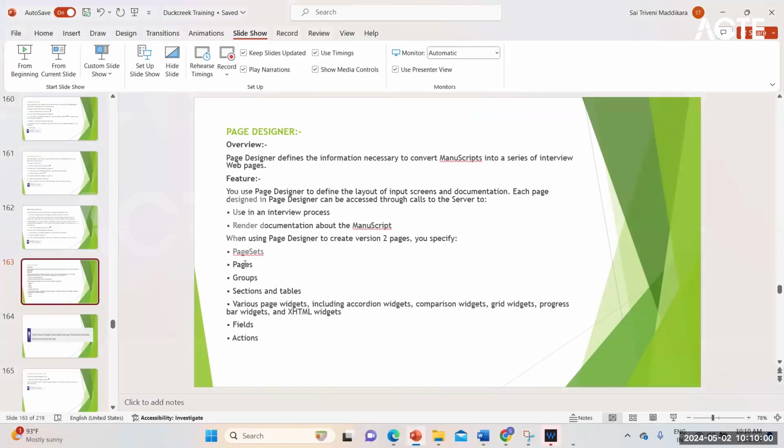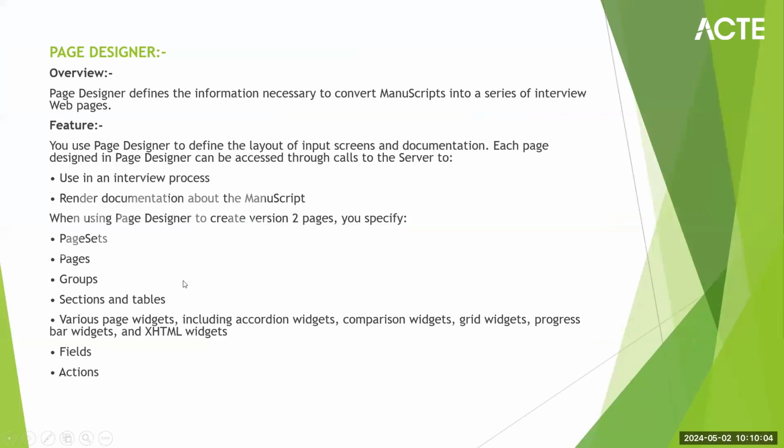screens, like page set, and groups, which are nothing but the header of that group. You can see in the previous screen I showed you, it has multiple group icons like boxes. So those groups, sections, tables, widgets, everything will be here in the page designer. In the manuscript, you can design accordingly as per your requirement.